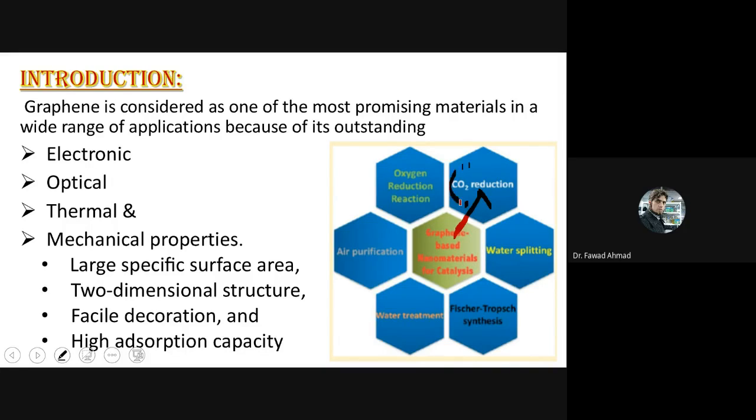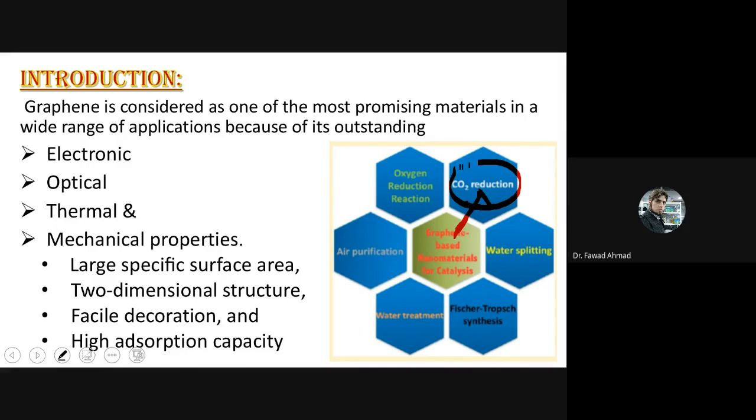Now graphene also plays a major role in CO2 reduction. Just remember that. If you don't remember the exact mechanism or the specific derivatives of graphene, just remember that graphene has played a major role in CO2 reduction. That is one way that it is used. CO2 reduction is a very hot topic these days, studied by a lot of researchers and scientists.